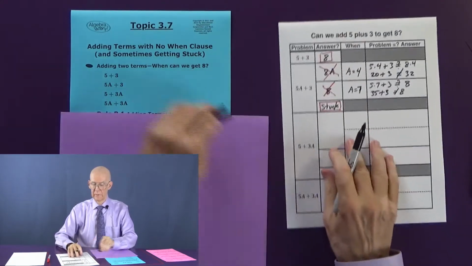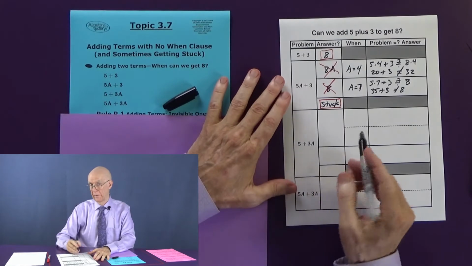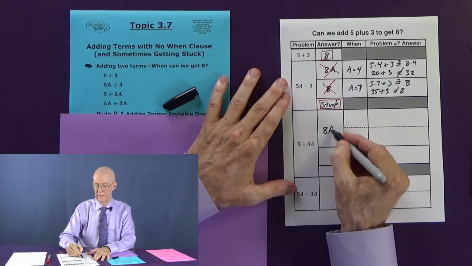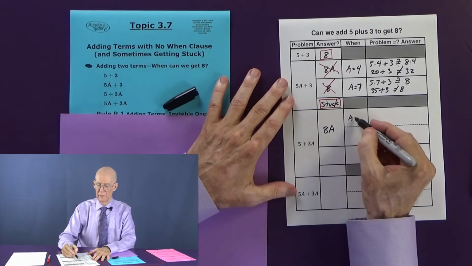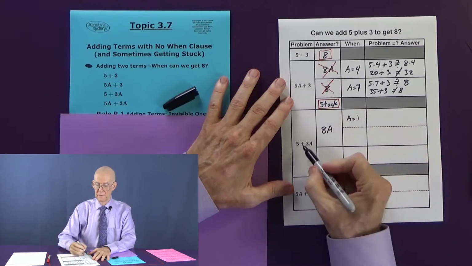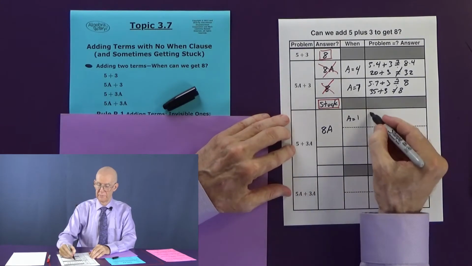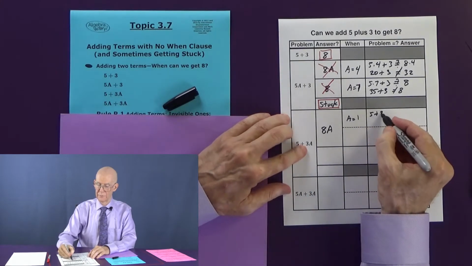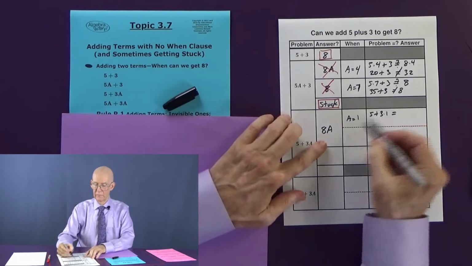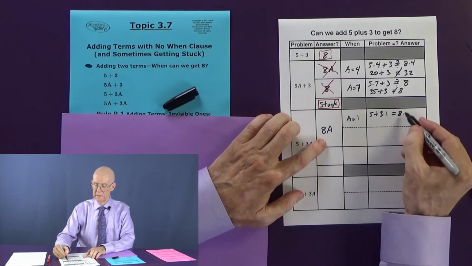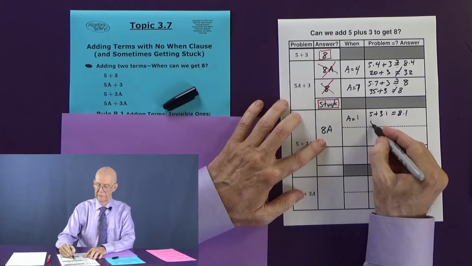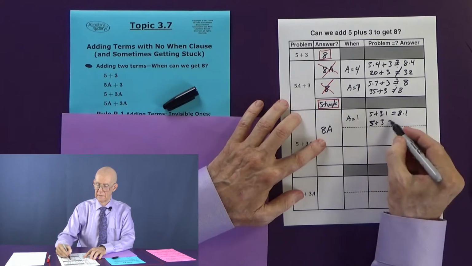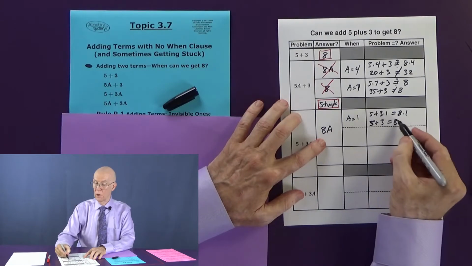How about this one? 5 plus the 3a. What do you think is going to happen? Do you think that's going to be 8a? Let's try this with a equals 1 and see what happens. Well, I put 1 in here. This is going to be 5 plus 3 times 1 equals 8 times 1. Well, this is 5 plus 3 times 1 is 3, equals 8 times 1 is 8. That works.